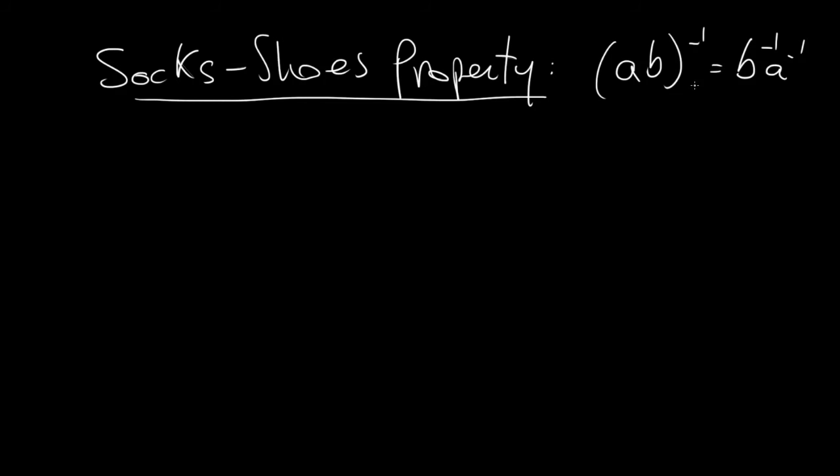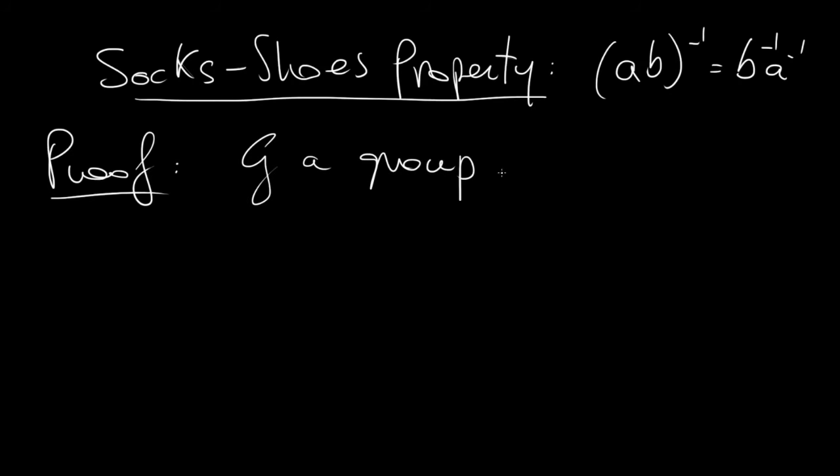Remember I said in a group, not in an abelian group. So if this was abelian, you could commute this, but I didn't specify it, so it might be abelian or not, we cannot assume it. So in a group, this holds. And let's give a proof. Let G be a group with A and B in it.